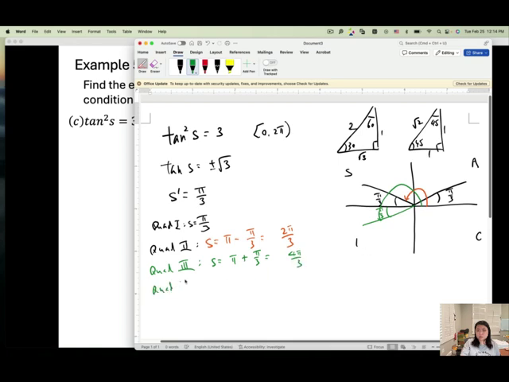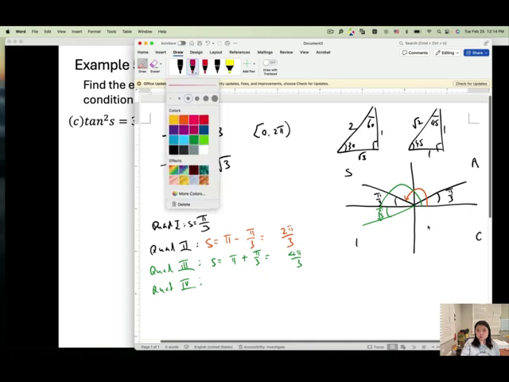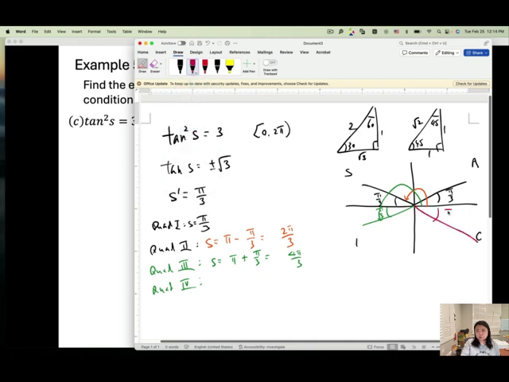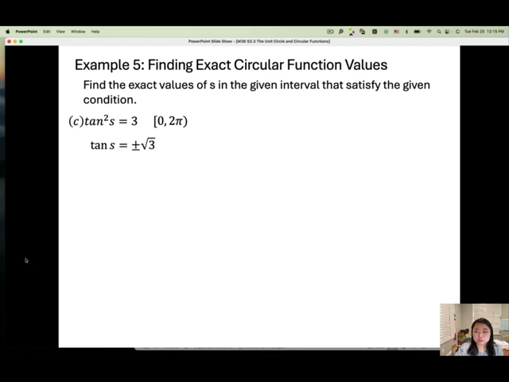And then last, quadrant 4, that will be here. So s will be 2 pi minus pi over 3. So that will be 5 pi over 3. Okay, so you do have 4 answers: pi over 3, 2 pi over 3, 4 pi over 3, and 5 pi over 3. Okay, check your work.